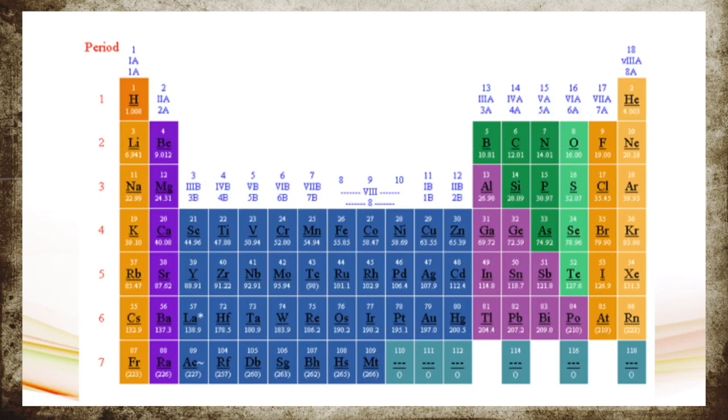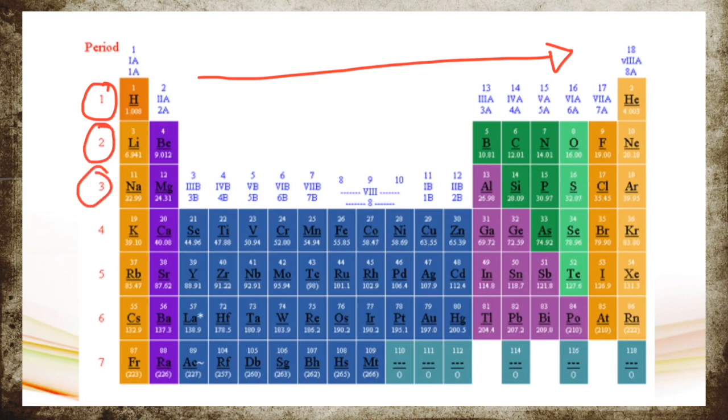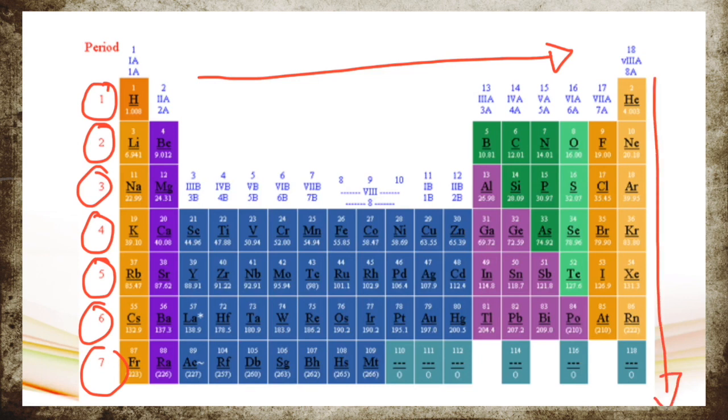The horizontal rows here are what we call periods. As you would notice, there are 1, 2, 3, 4, 5, 6, 7 periods. The vertical column is what we call the group or the family. Similar physical and chemical properties are also shown in our groups. These are identified by number and letter: 1A, 2A, 3A, 4A, 5A, 6A, 7A, 8A, and the B's.